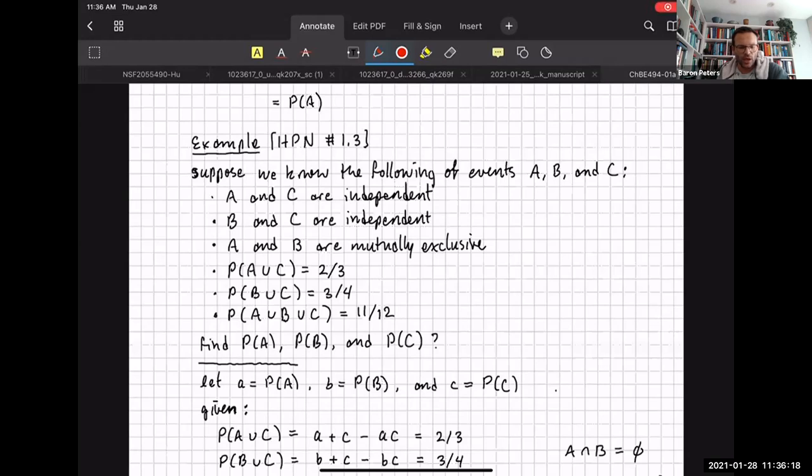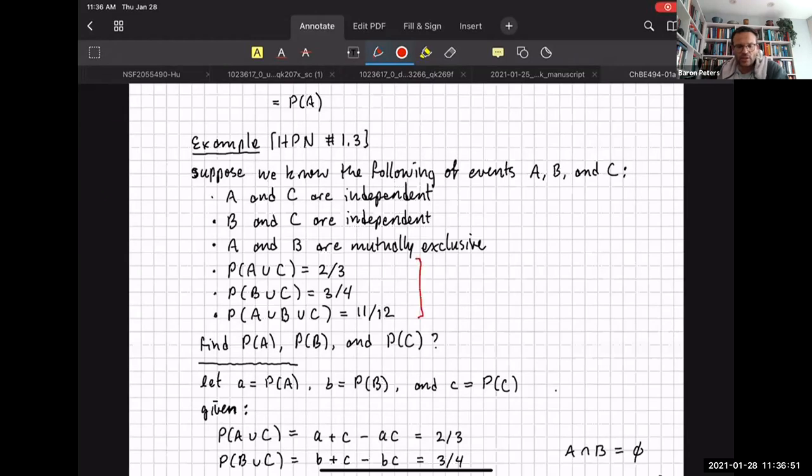Notice that the one that includes all three has to be bigger than the one that only included two of the three. That's a consequence of our inclusion-exclusion principle, or you can think of it as a consequence of that third axiom in Kolmogorov's work. All right, so the question we're asked is to find P of A, P of B, and P of C.